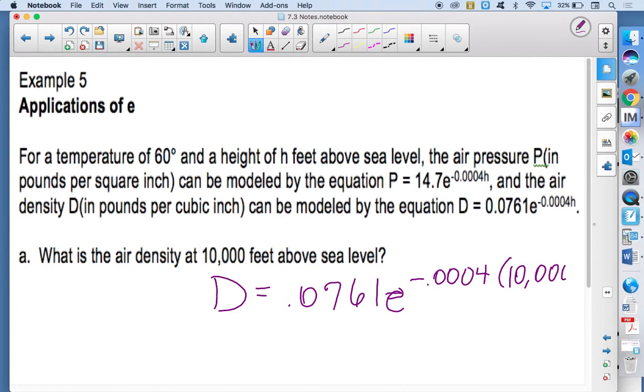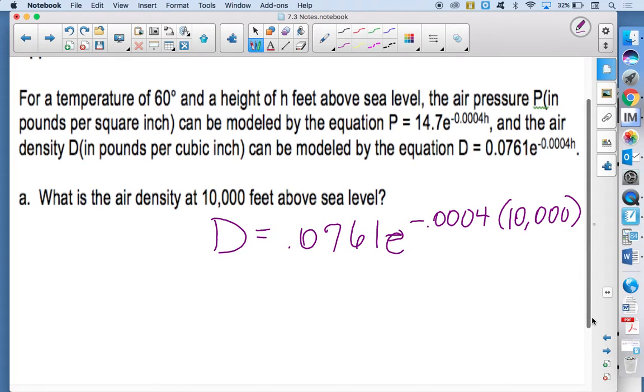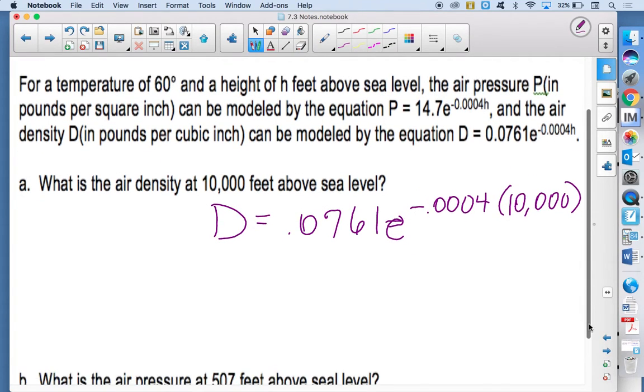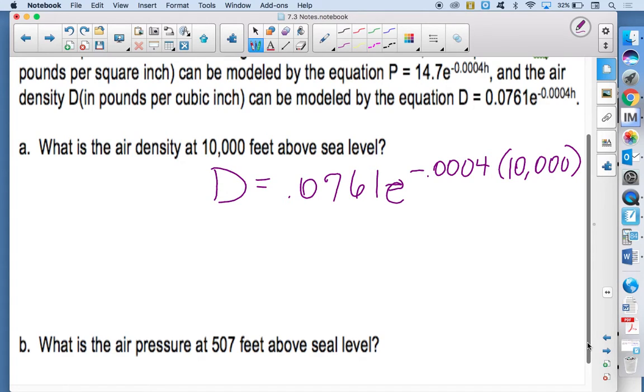Does anybody know about how high that is? Like how many miles? Anybody know how many feet are in a mile? 5,280. Oh, good. 5,280. Nice, Sam. So this is a little less than 2 miles. Sam, I must say you impressed me today. So a little less than 2 miles above sea level. So pretty high, somewhere in a mountain. The higher you are, they usually say the less dense the air is.